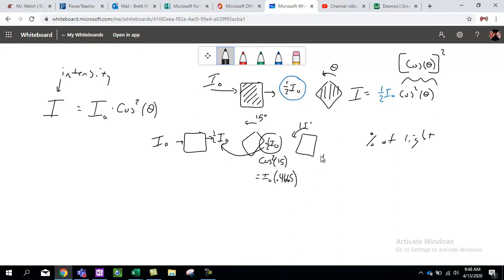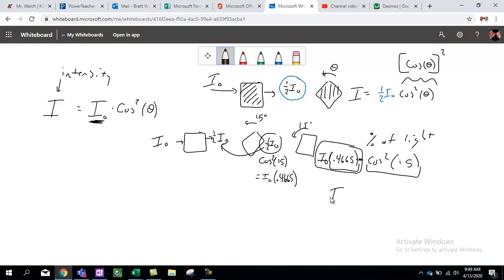Now to get to this Polaroid, we're going to take that amount, so I naught times 0.4665. That's just how much light there was originally, right? This is in the formula, that's the I naught. It's every time the one before. So we're taking the light from the one before, and we're going to times that by cosine squared of the angle of rotation, which was another 15 degrees. So I'm going to recalculate this, but instead of timesing by 0.5, I'm now going to times by 0.4665.